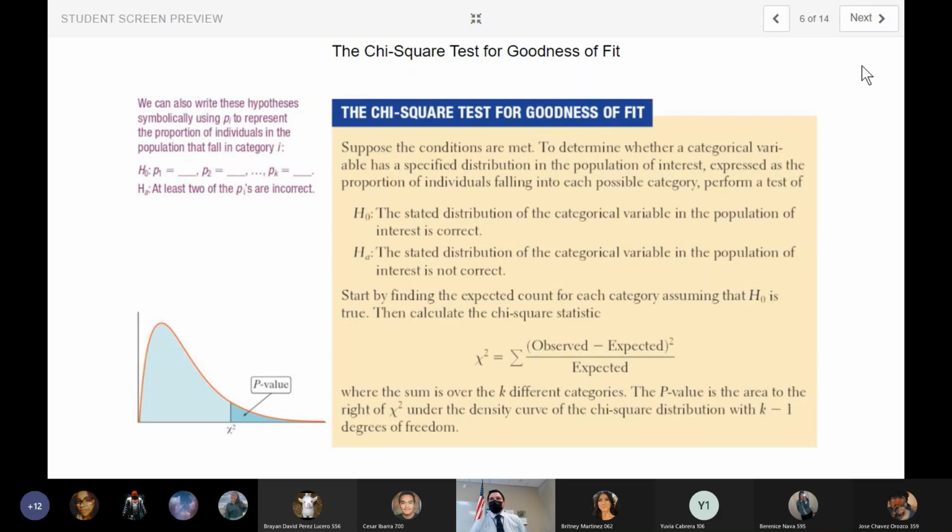It's easier that way. We start by finding the expected count for each category, assuming that the null hypothesis is true. Right? That means we base this on the fact that what they've told us is the correct proportions, and we multiply that by the size of the sample, and we get an expected count. When you then calculate the chi-square statistic, chi-squared equals the sum of the observed minus expected squared divided by expected, where the sum is over the k different categories. The p-value is the area to the right of chi-squared under the density curve of the chi-square distribution with k-1 degrees of freedom. So that is all the fixins.